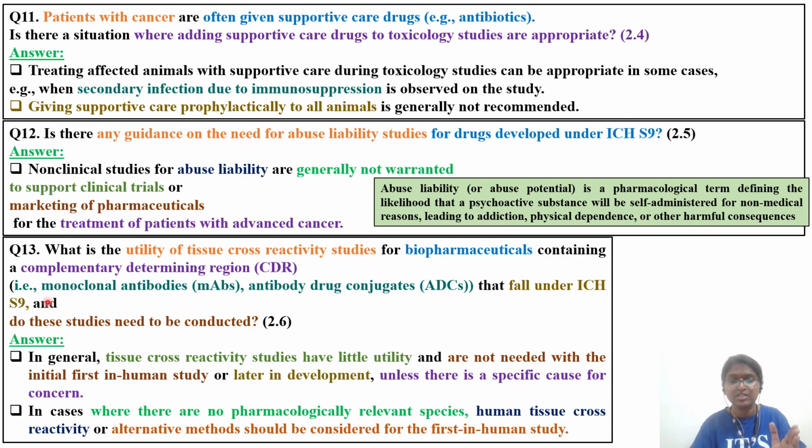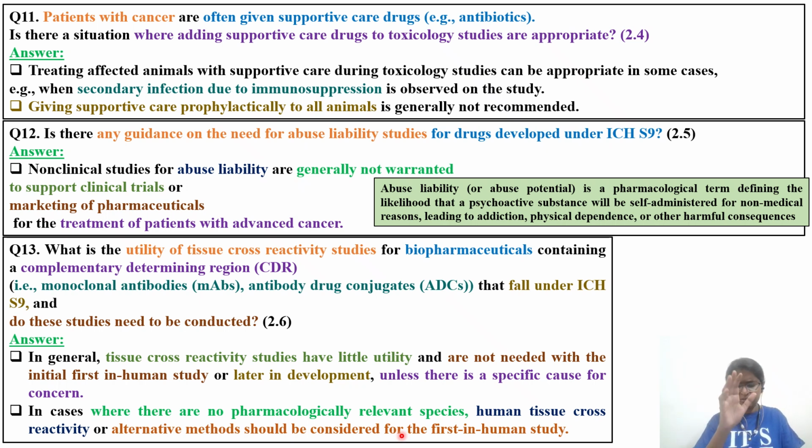So in cases where there is no pharmacologically relevant species, there are challenges for these biotechnology companies, where they do not find any relevant species for that particular receptor. That particular target will not be there even in the case of monkey or dog also. So human tissue cross reactivity, cell lines, or alternative methods should be considered for the first in human studies. So it is much more challenging for those scientists to decide.